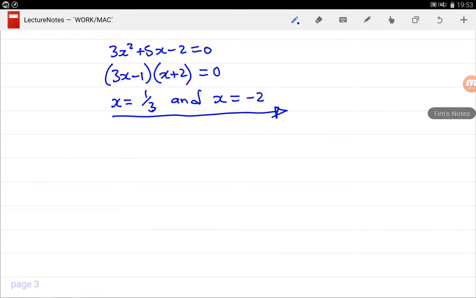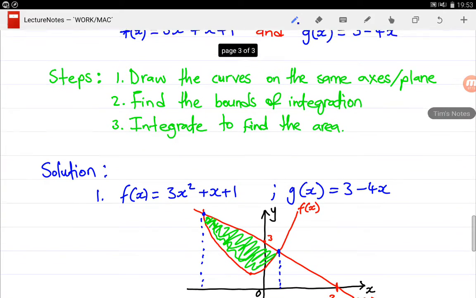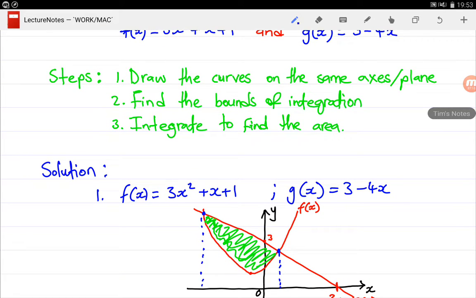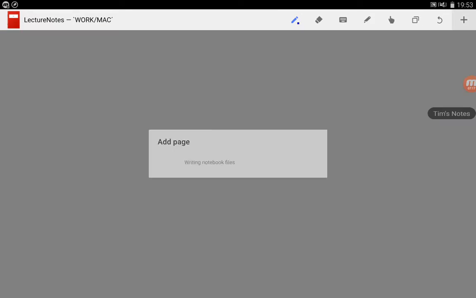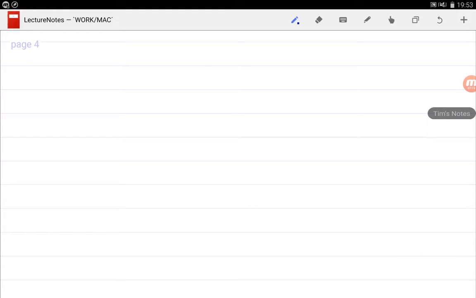And the next step, I'm just going to make a new page. We're going to have to integrate to find the area. We're going to integrate to find this area, and this is going to be our last and final step. Okay, we've already gone 7 minutes. Okay, so let me undo that. I want to use a red pen.